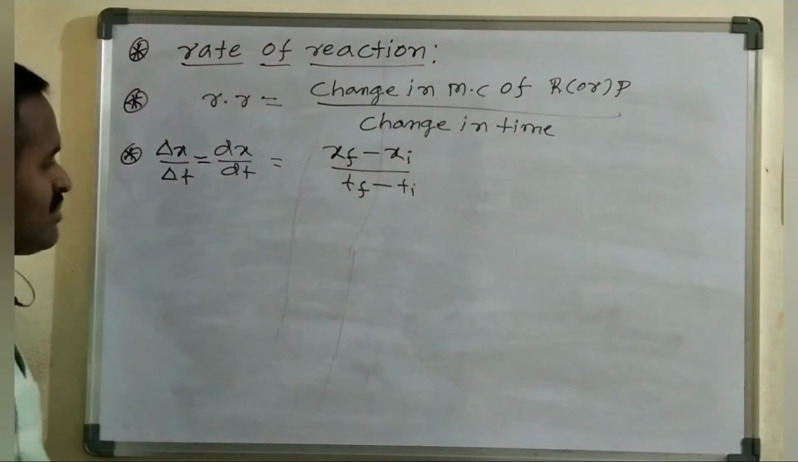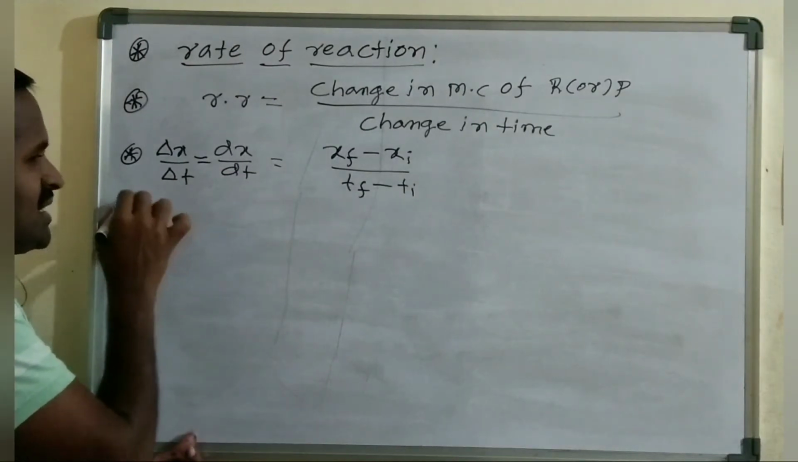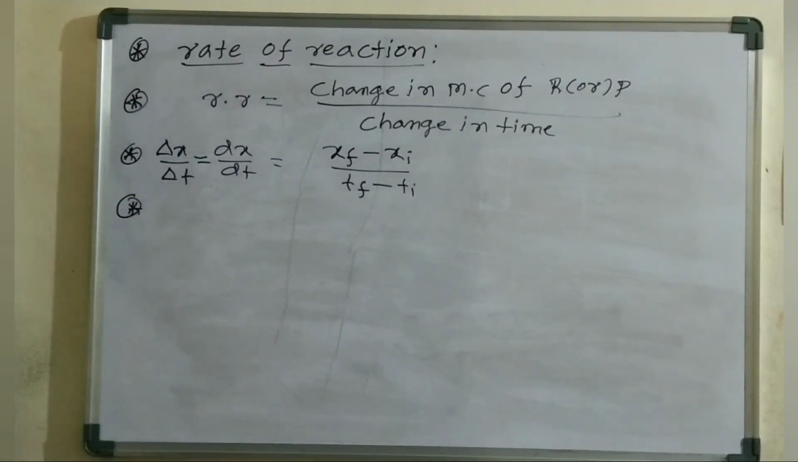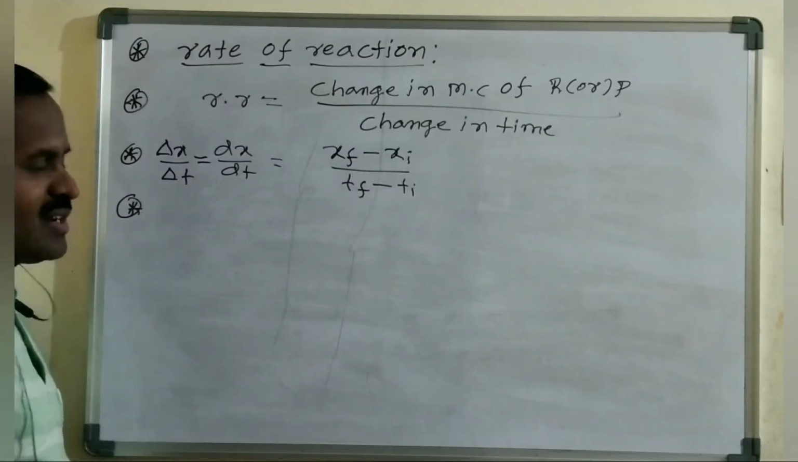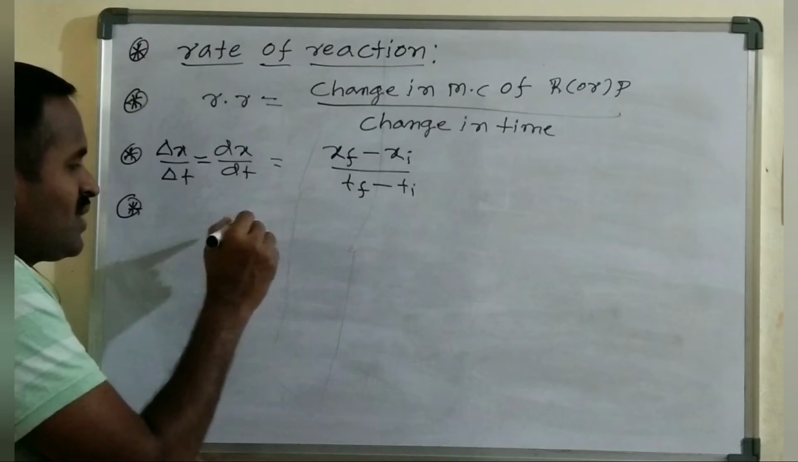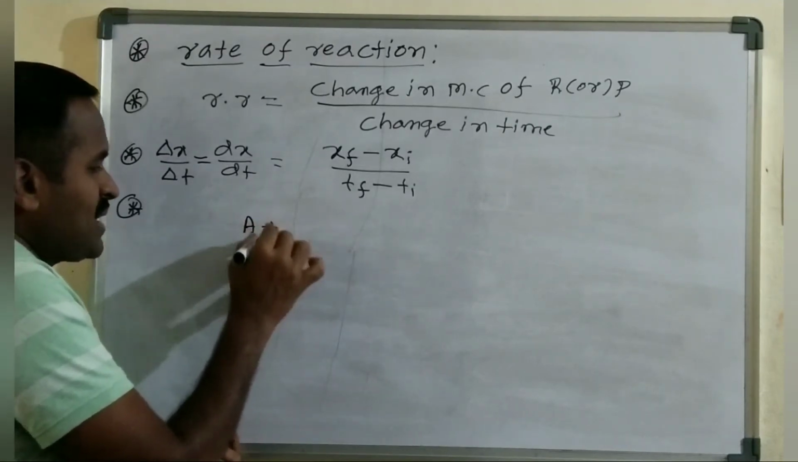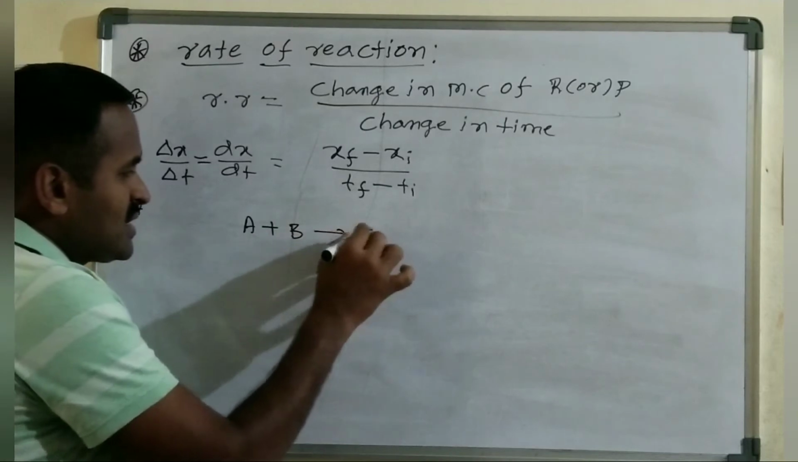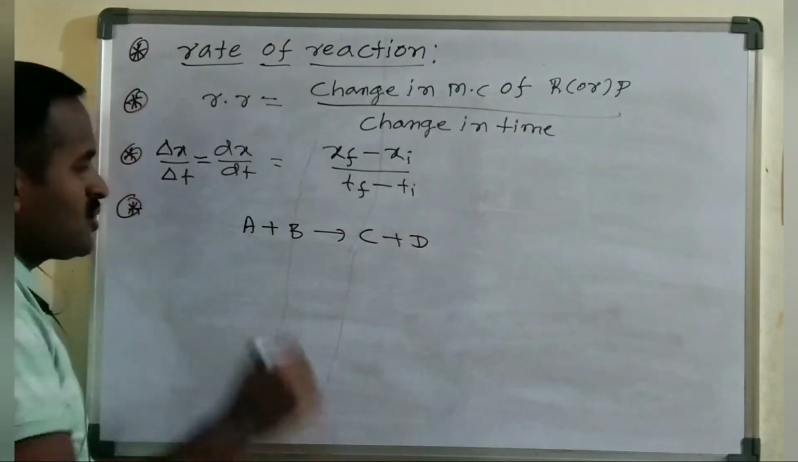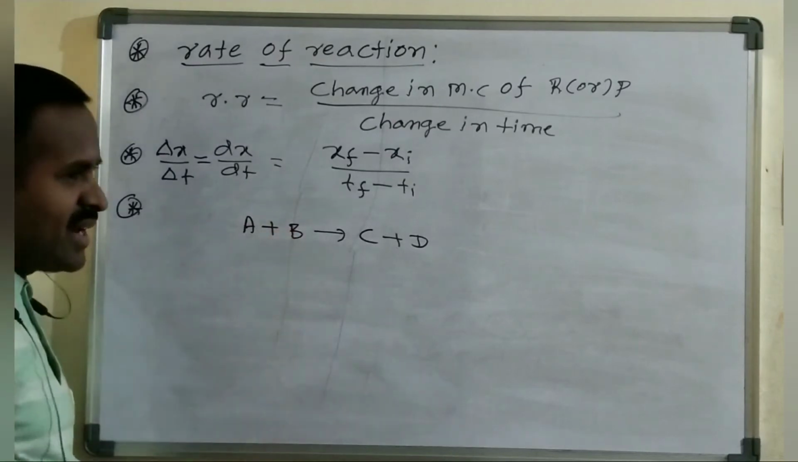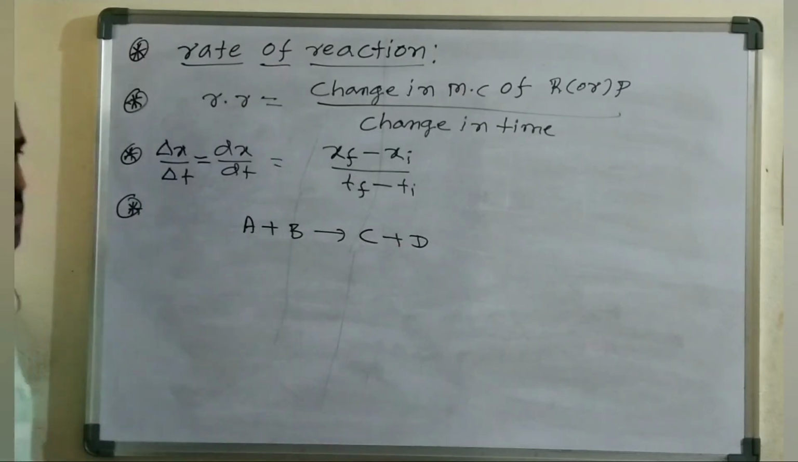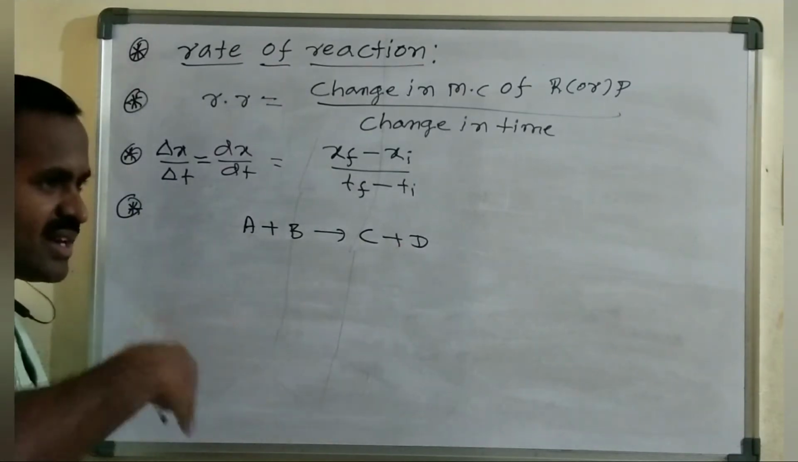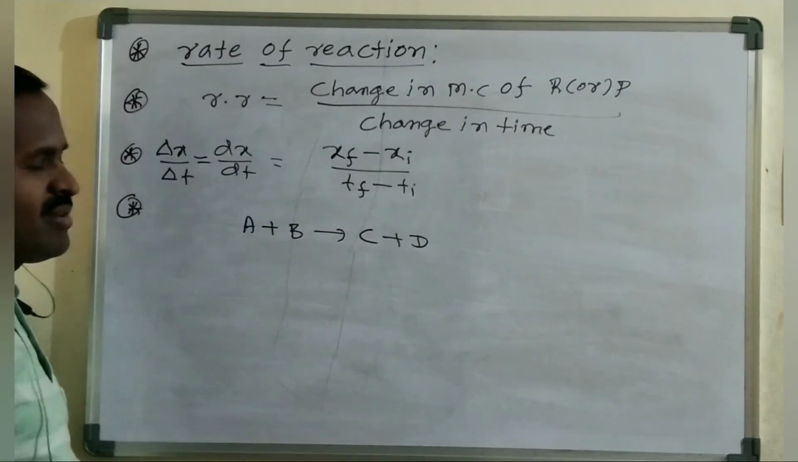Now, for this simple rate of reaction, how can we write its differential rate law, and how is the rate of reaction affected by the molar concentration of reactant and product? Suppose I take one generalized reaction, A plus B gives C plus D. Here A and B are the reactants, and their concentration decreases, and the molar concentrations of C and D are initially 0 and increase as the reaction proceeds.